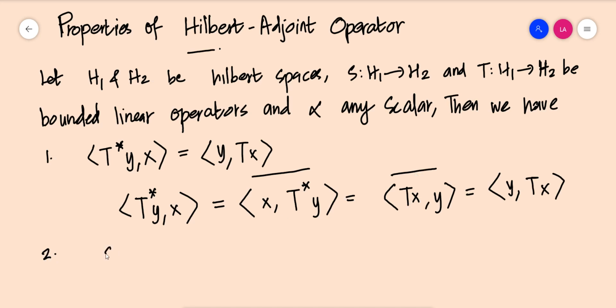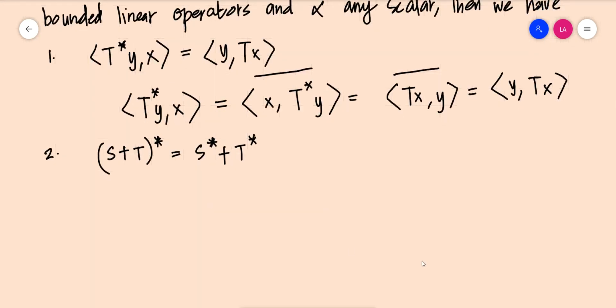Now, the second property: S plus T, the whole star, should be equal to S star plus T star. That is, if S and T are two bounded linear operators defined on Hilbert spaces, then the Hilbert adjoint operator of S plus T should be the sum of the Hilbert adjoint operators of S and T. Okay, so this is the property. Now we need to prove this.